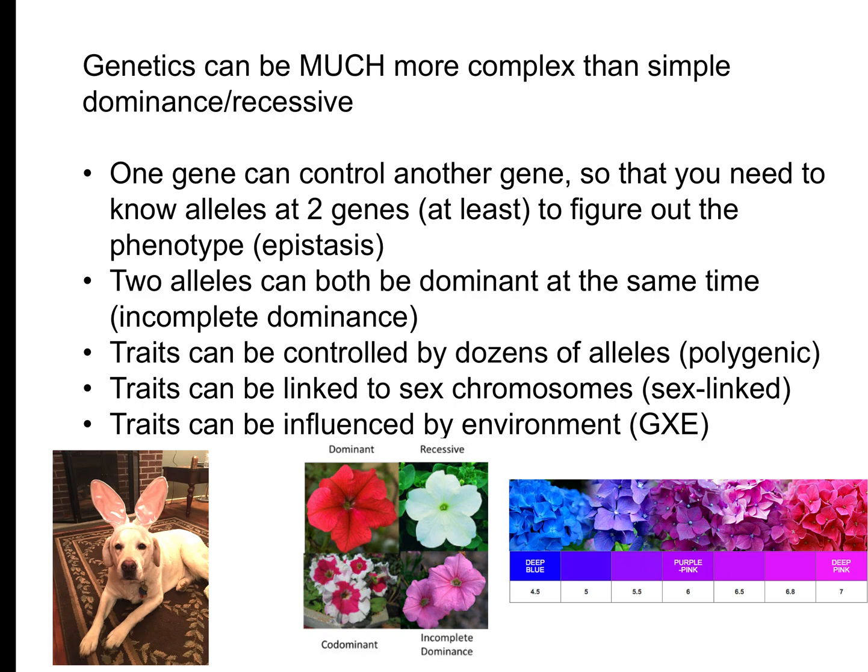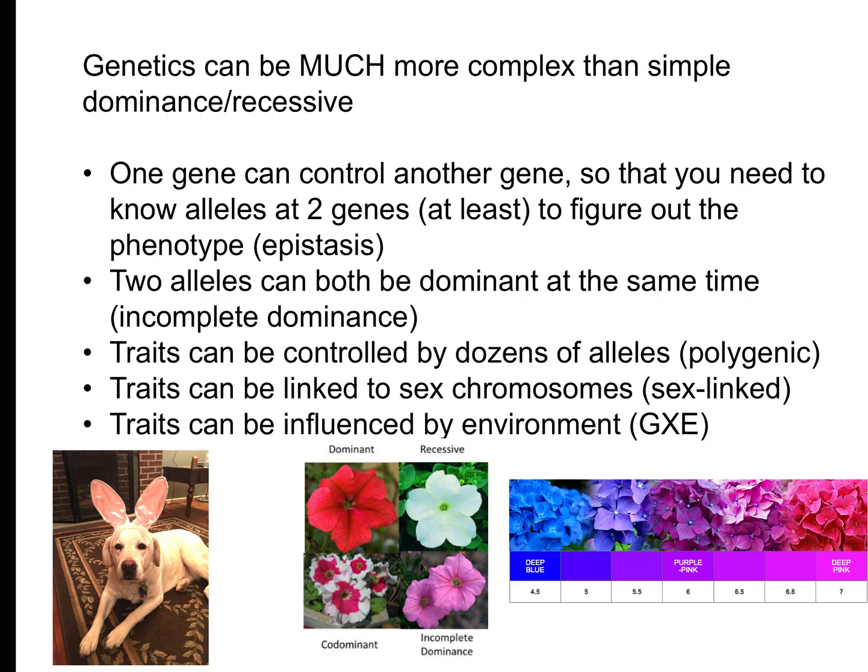Skin color is another thing that's controlled by dozens of genes. It's not that people have either one tone of skin or another tone of skin. There's a whole gradient of tones of skin, and those are controlled by dozens of individual alleles. Traits can be linked to sex chromosomes, so that you are more or less likely to have them if you are genetically male or female.